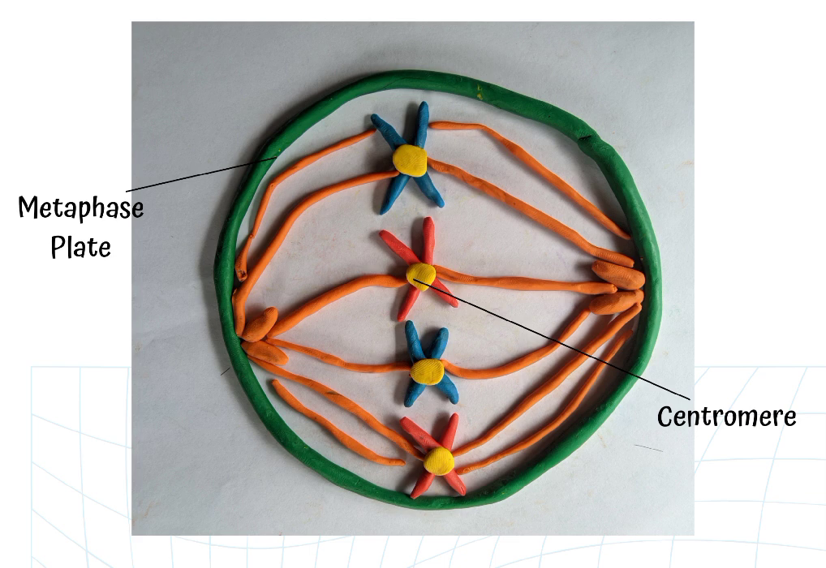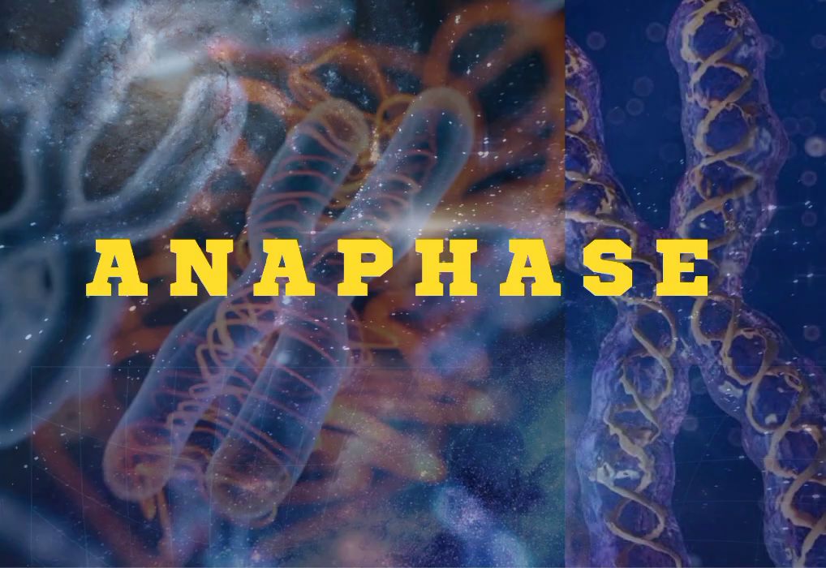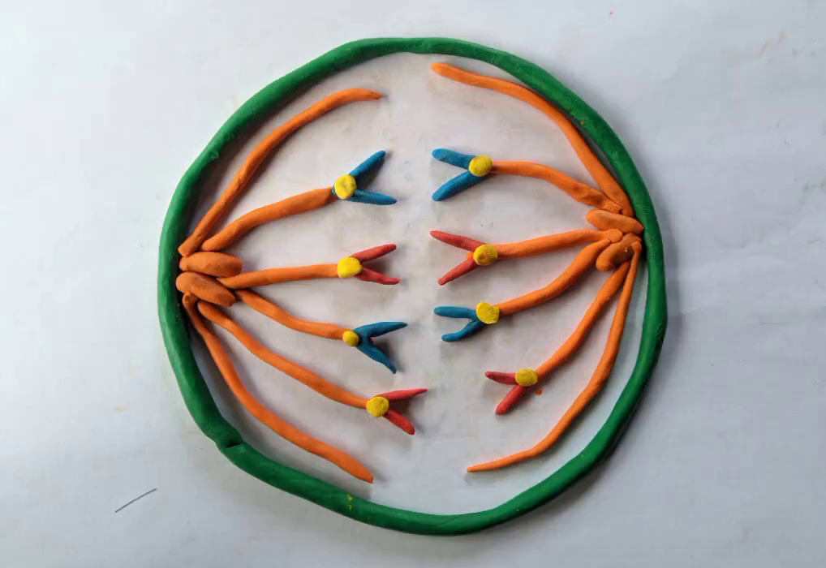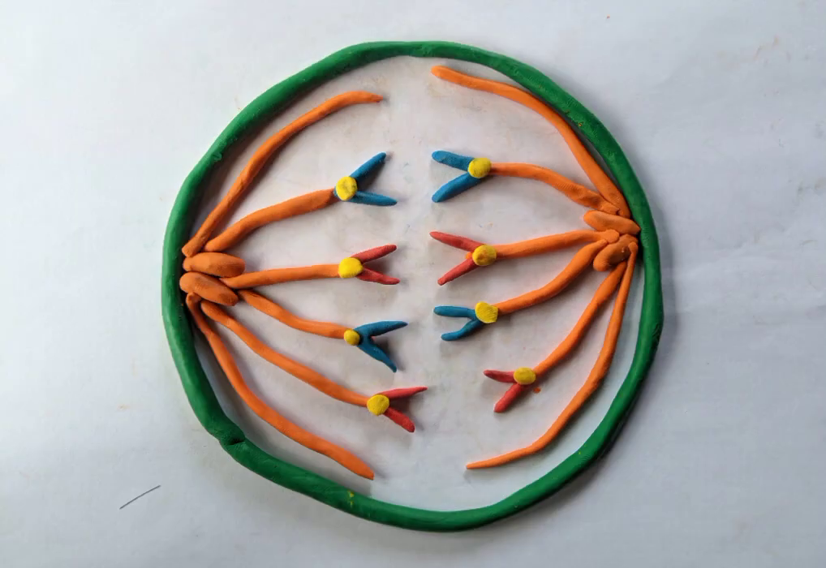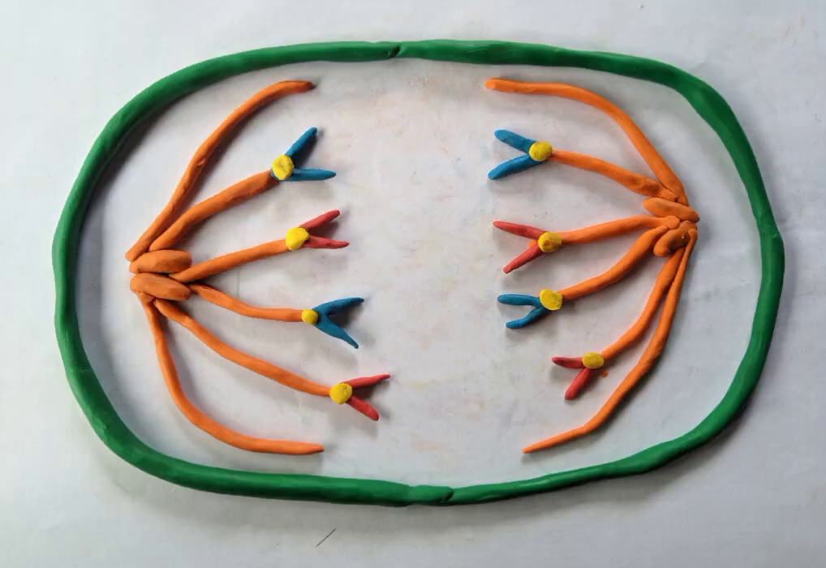This organization helps to ensure that in the next phase, when the chromosomes are separated, each new nucleus will receive one copy of each chromosome. After metaphase, next is anaphase. At the onset of anaphase, enzymes break down the proteins in the centromeres, allowing the two chromatids to separate. Once the chromatids separate, they are considered to be individual chromosomes.